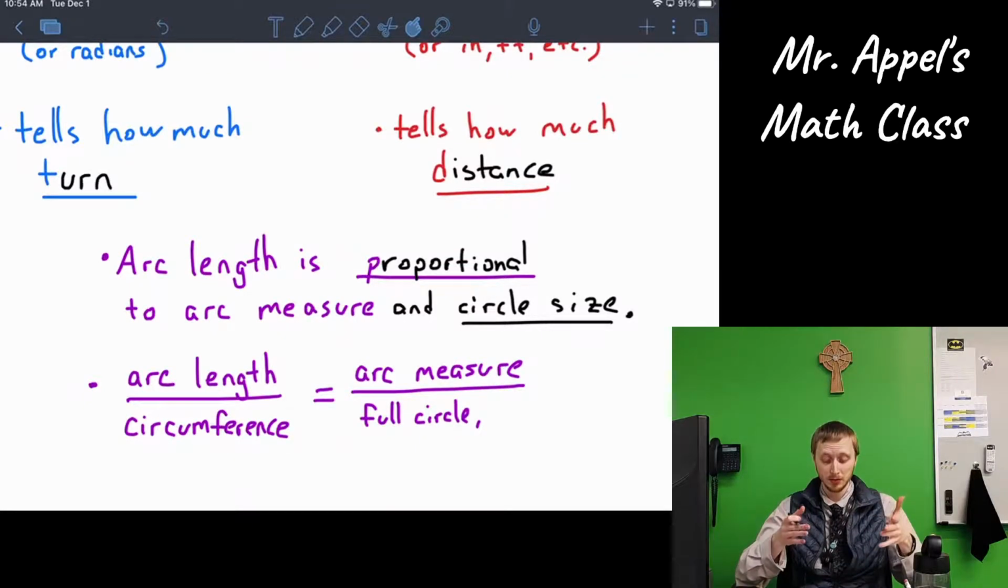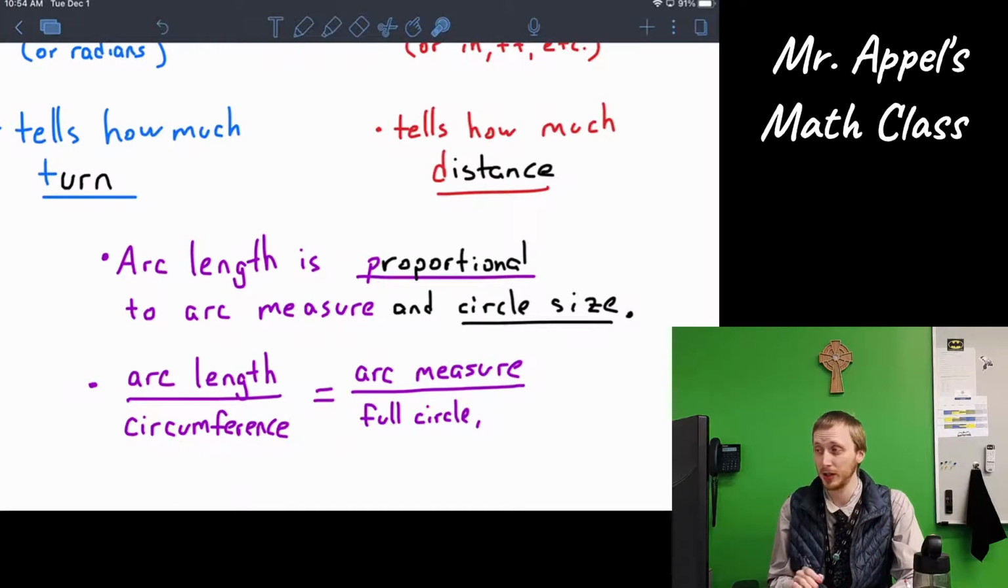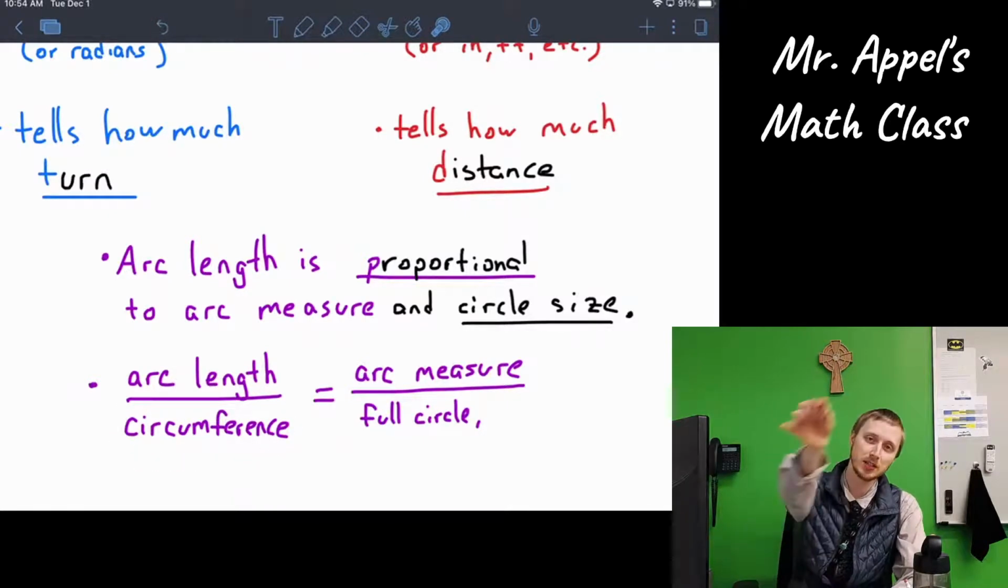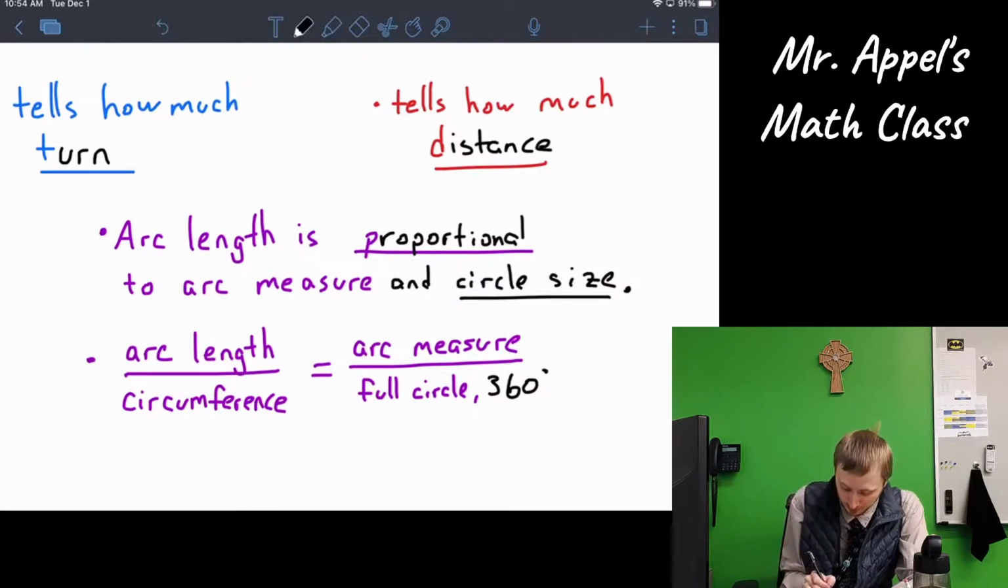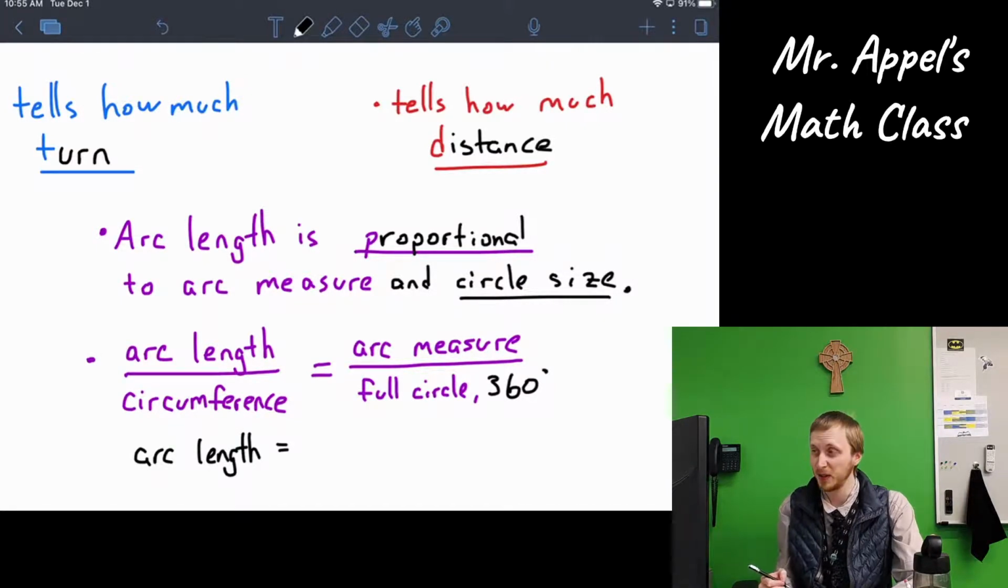is most directly, or definitionally, I should say, to set up a proportion of the two. The arc length as a fraction of the whole circumference, the whole distance around the circle, is the same fraction as the arc measure out of that full circle's rotation, aka 360 degrees. So if you wanted to find the arc length, you could solve for that and set up a simple formula.